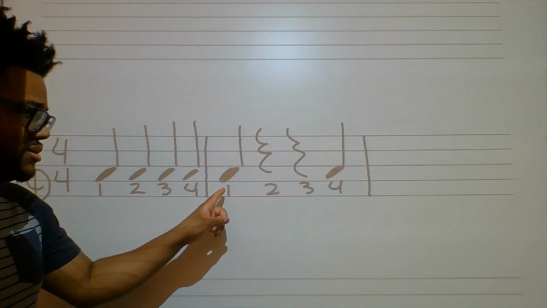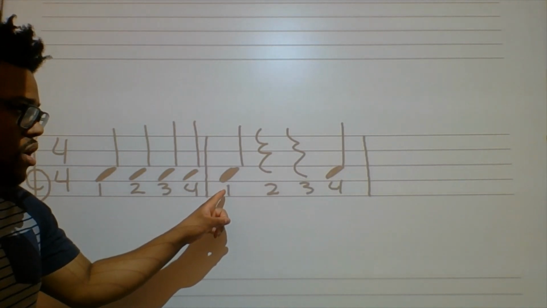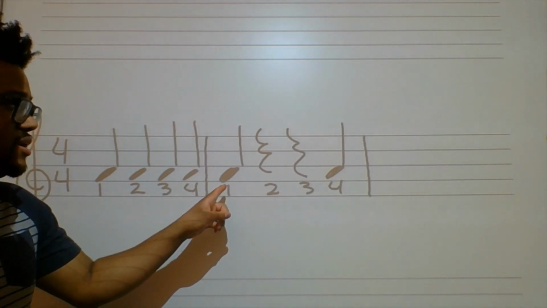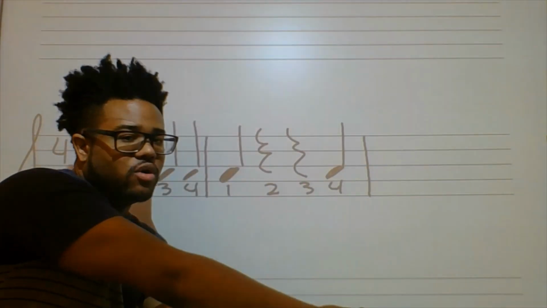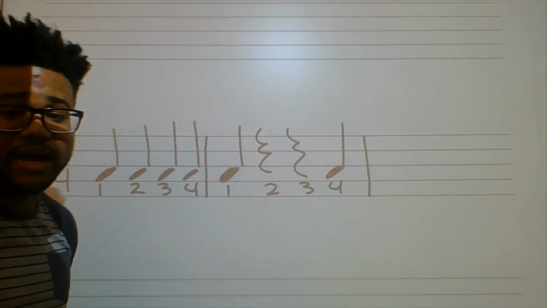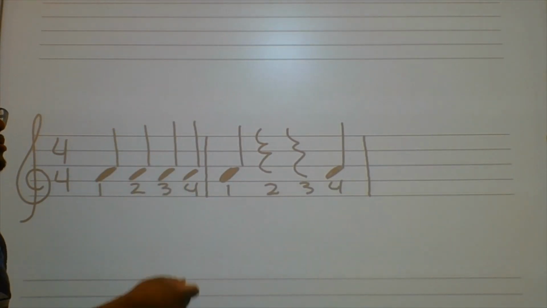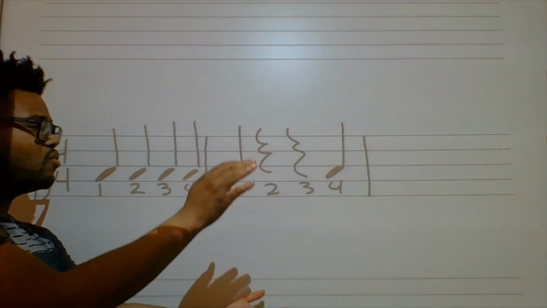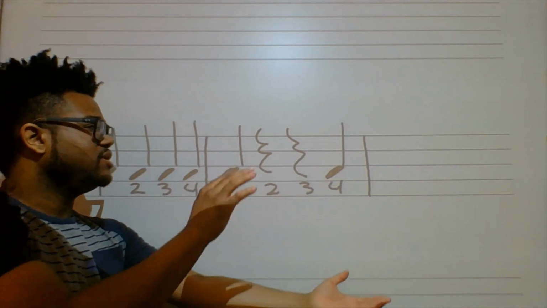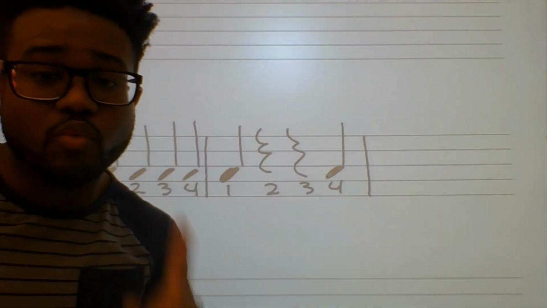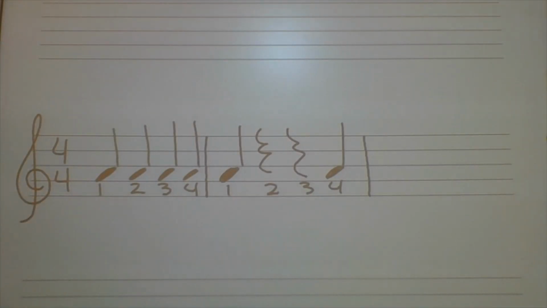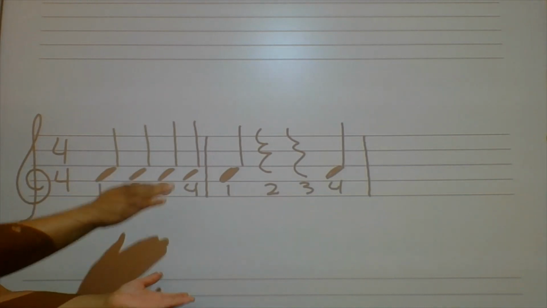Measure number 2. Let's clap out the rhythm. 1, 2, ready, go. 1, 2, 3, 4. Let's do it one more time. 1, 2, ready, go. 1, 2, 3, 4. All right, now let's go back to measure number 1. 1, 2, ready, go. 1, 2, 3, 4.